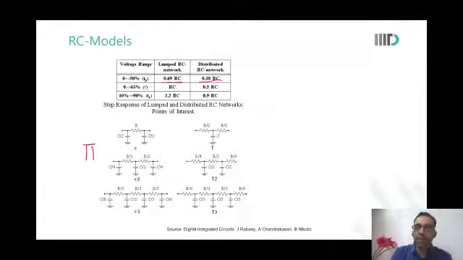Now, typically when you do not really want absolute picosecond level accuracy, you can as well go to a single pi model. But if you really want very high accuracy, a pi 3 model is still good enough and takes much less simulation time than a real distributed RC network.